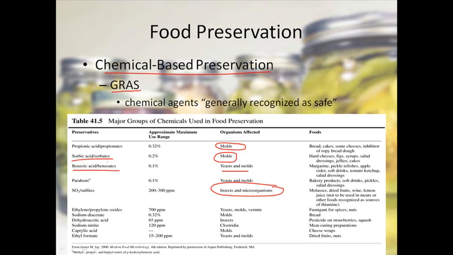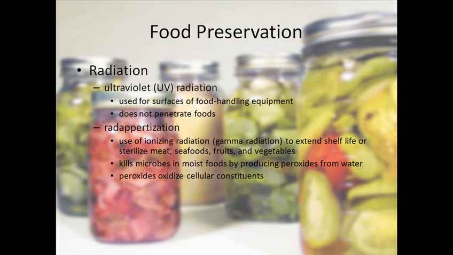But benzoic acid can kill yeast, and sorbic acid and propionic acid kill molds. And we can use radiation. This is a physical technique to get rid of bacteria, to make our food sterile. This is the radiation process.